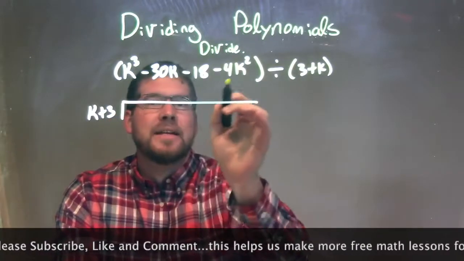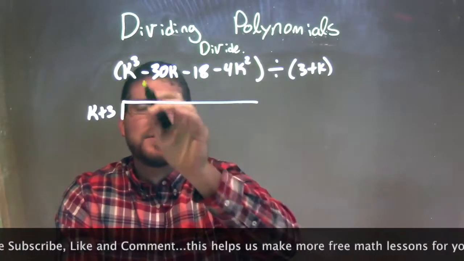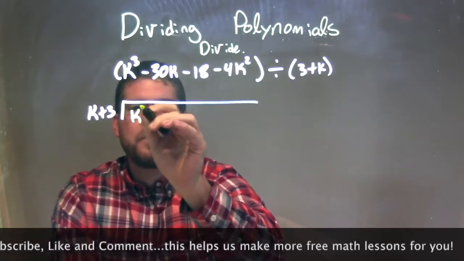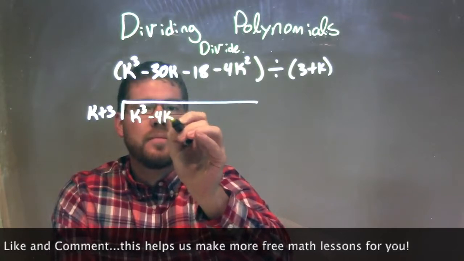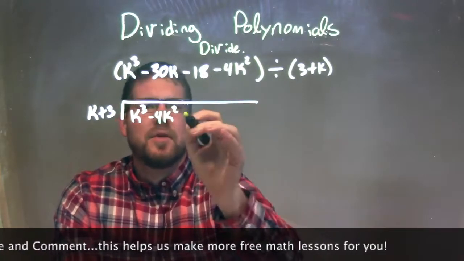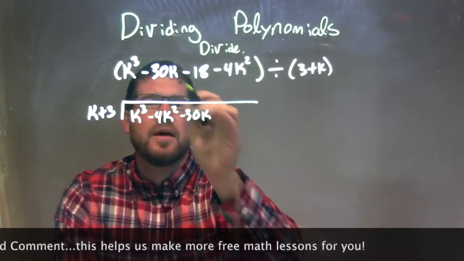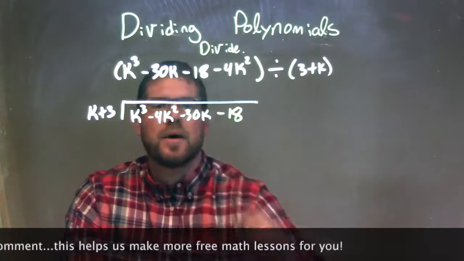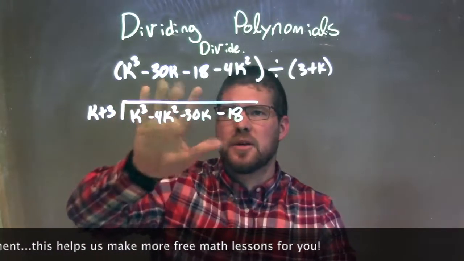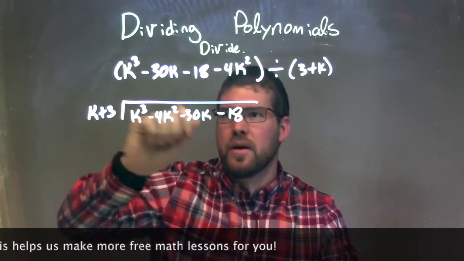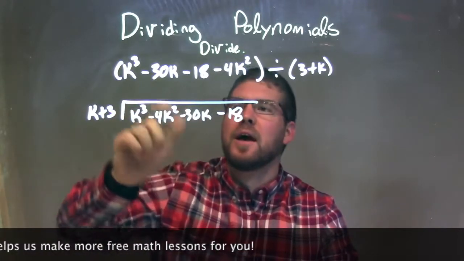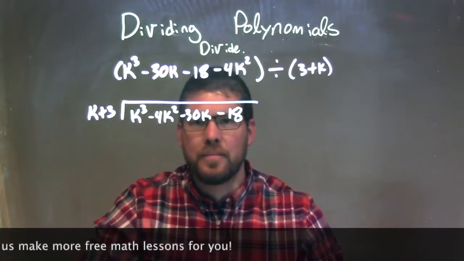And the same thing here with my dividend. Within the parenthesis, I'm going to rearrange it, highest degree first, k to the third. Then I have my minus 4k squared, it's my next highest degree. Then I subtract a 30k, and then a minus 18, okay? So I want to make sure I rearrange this for my highest degree first, put that minus 4k squared before the minus 30k, and after the k to the third power, okay?